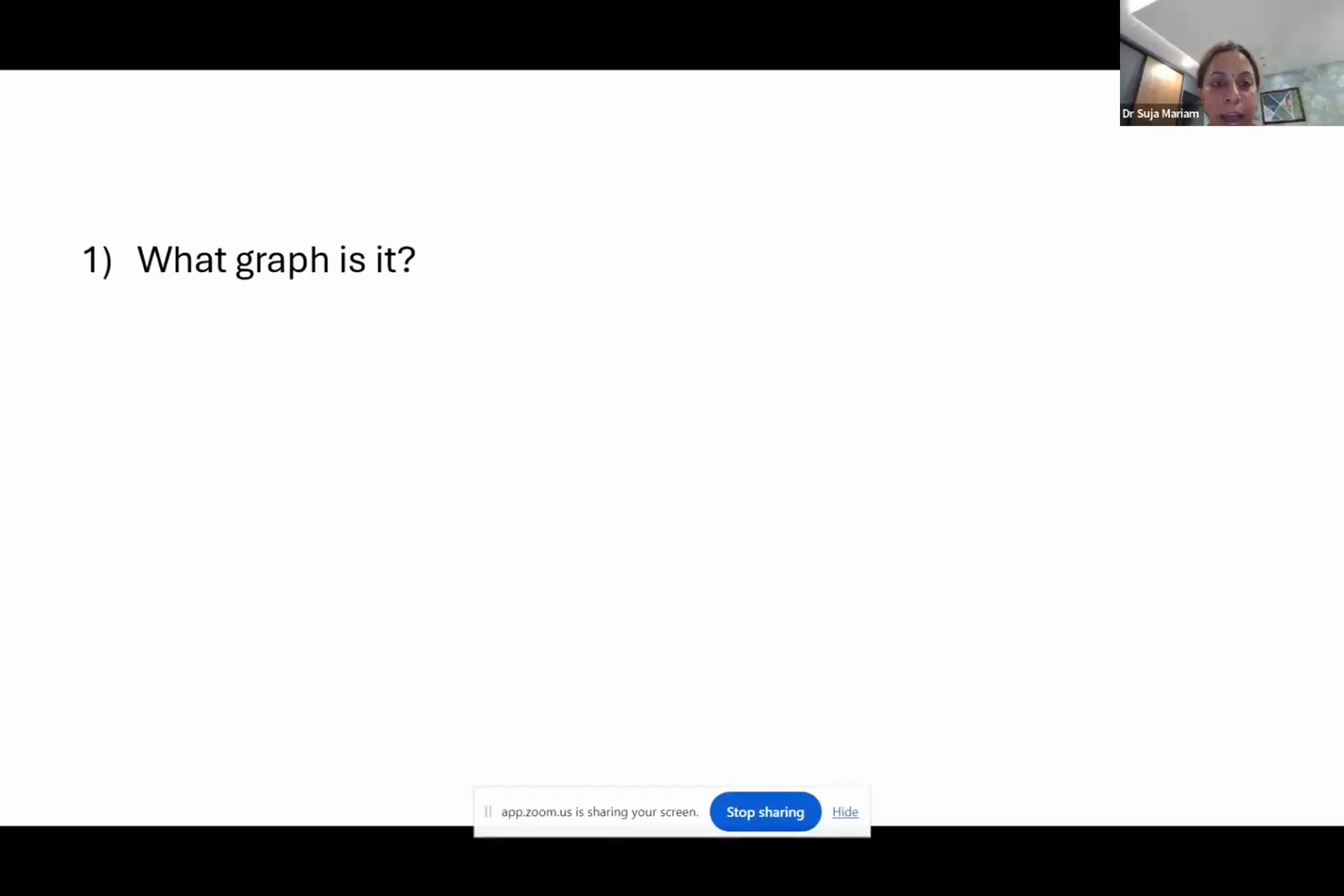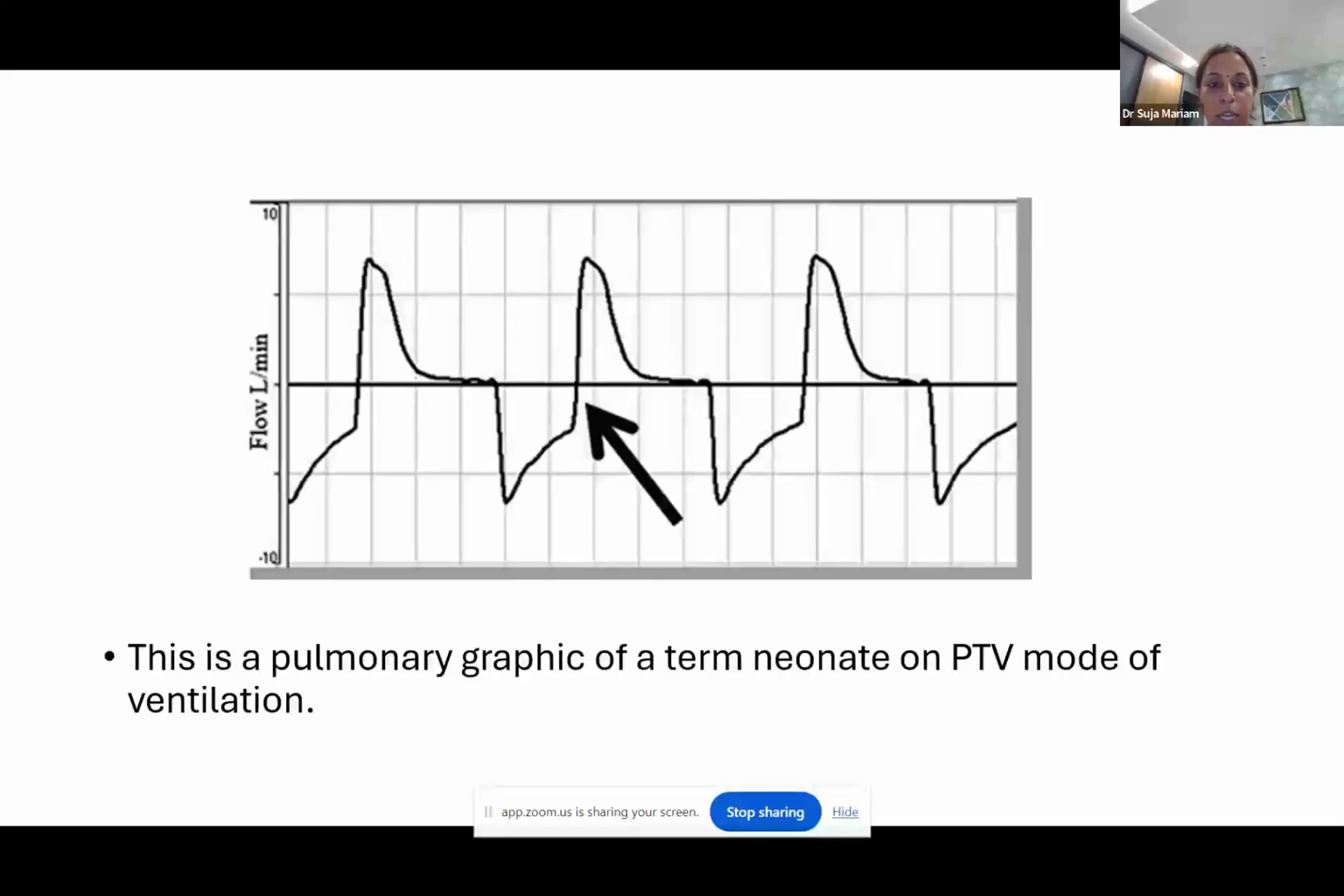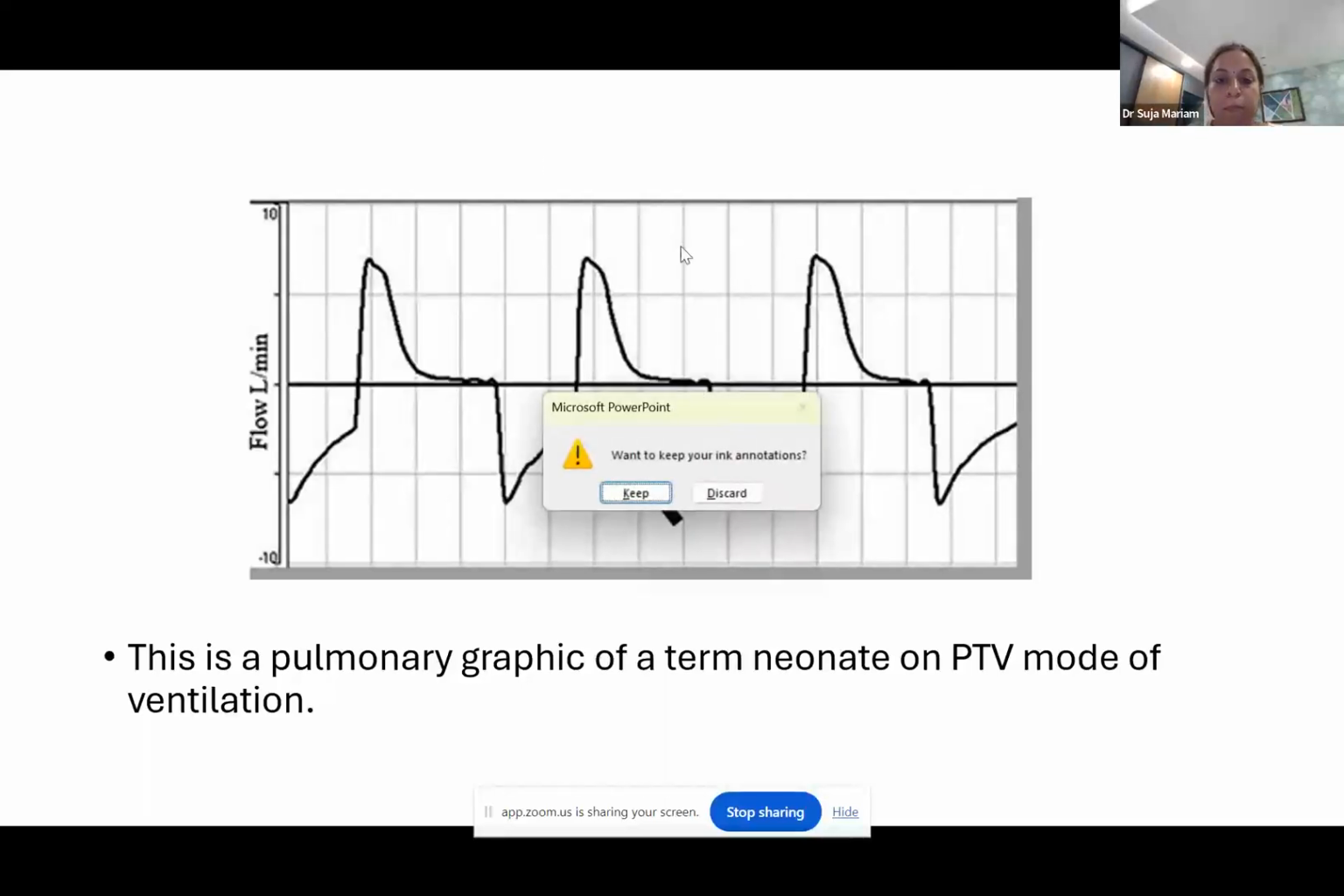The questions are, what graph is it? What is being depicted by the arrows there? And what will be your intervention? So you have to know what graph is it, what is being depicted by the arrows. So if you want to have a look at the image, and what will be your intervention. I will be waiting for your answers on your intervention. What will you do for this baby?